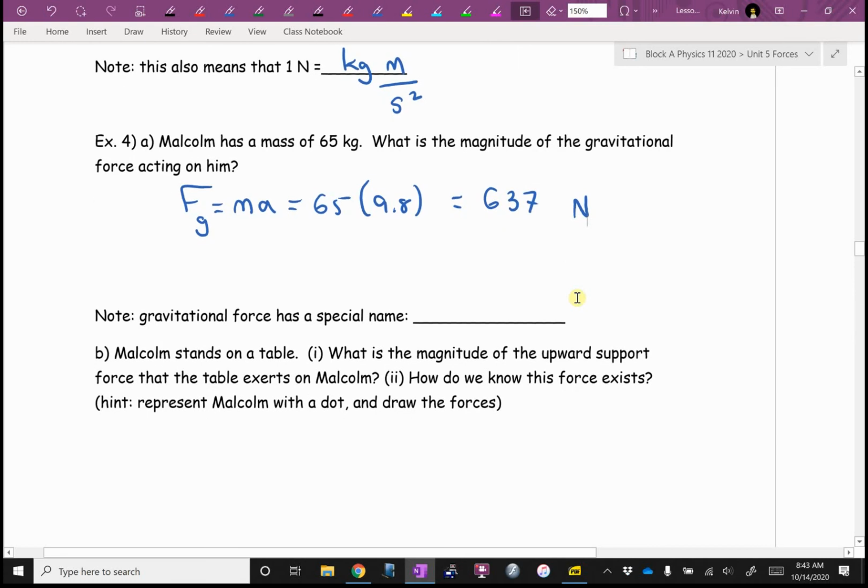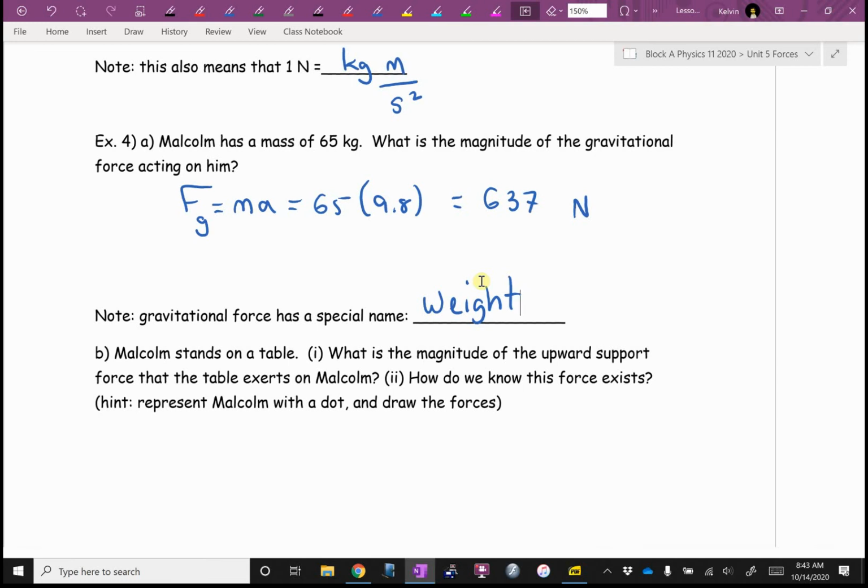Note, gravitational force has a special name. We call it weight. Weight is newtons, not kilograms. And I will be fussy on that, but we'll do a whole lesson on that later. So far, so good? F equals what? Ma. From that, we can start to see how mass affects acceleration, how mass affects force.